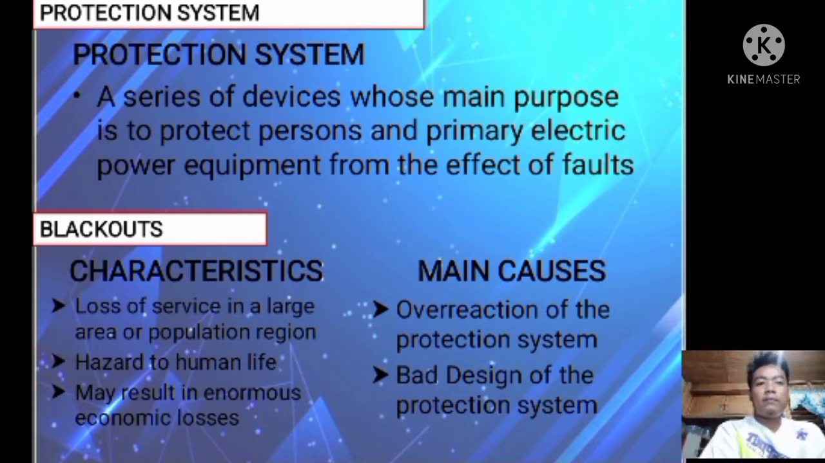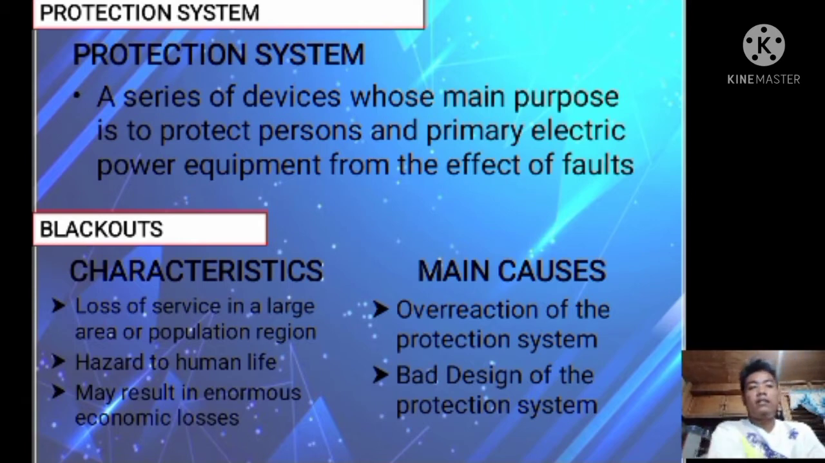condition. Okay, so blackouts. So blackouts, meron siyang characteristics and the main causes. First, loss of service in a large area of population region, hazard to human life, may result in enormous economic losses. So ito yung mga characteristic ng blackouts.